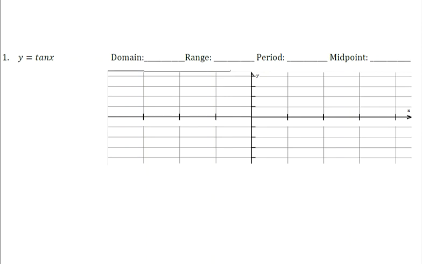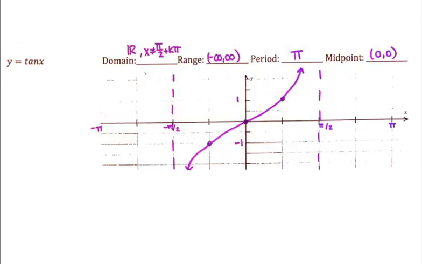y is equal to tangent x. This is the one you were graphing at the beginning of class. Let's see if you got it. Okay, now you did not have to put your asymptotes all the way over there. As long as your asymptotes are marked at negative pi over 2 and positive pi over 2, you're good, okay?